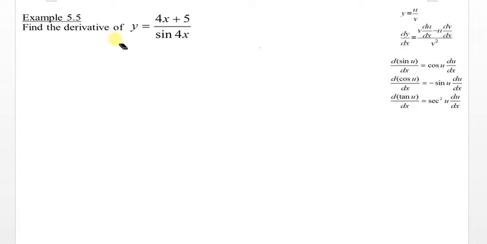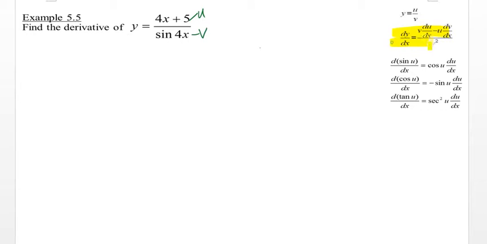We're required to find the derivative of y equals (4x + 5) over sine 4x. Since this is a fraction, you have your u and your v, so you have to apply the quotient rule here. The formula for the quotient rule is provided here.